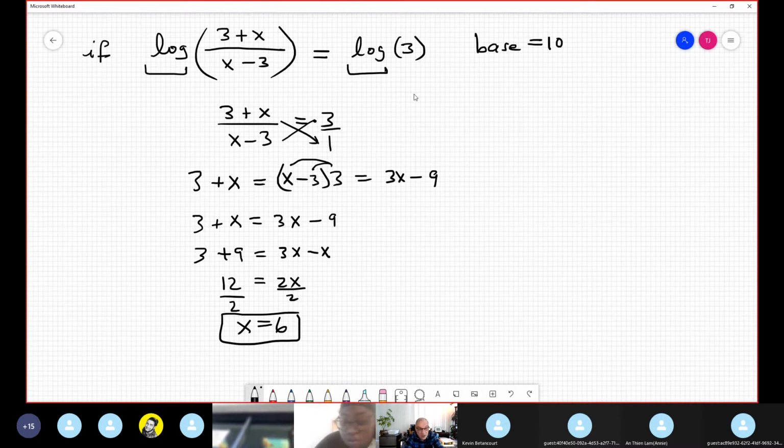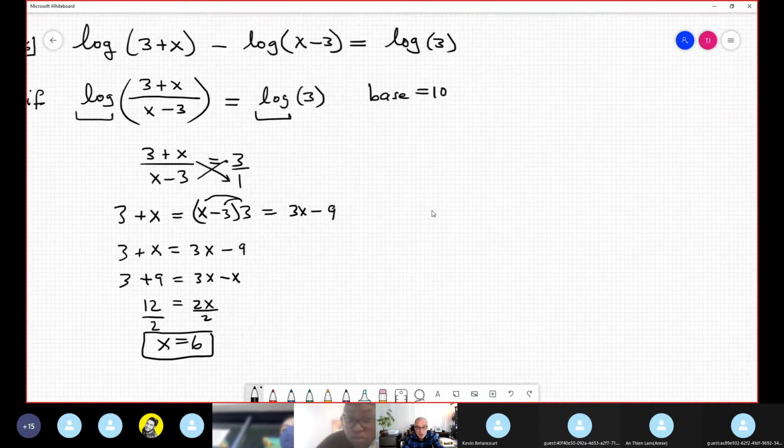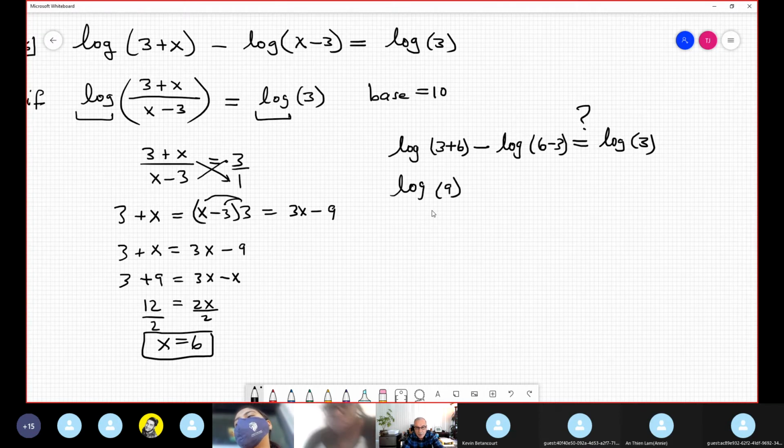I need to check it. Where? In the original equation. I need to verify that this statement is true. Logarithm of 3 plus 6 minus logarithm of 6 minus 3 should be equal to logarithm of 3. But this is easy to prove by hand, no calculator necessary. Logarithm of 9 minus logarithm of 3, because 6 minus 3 is 3, is equal to logarithm of 3.